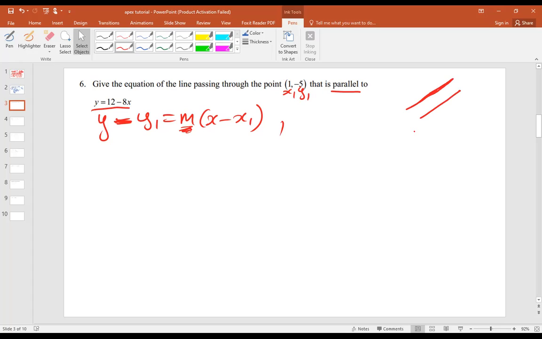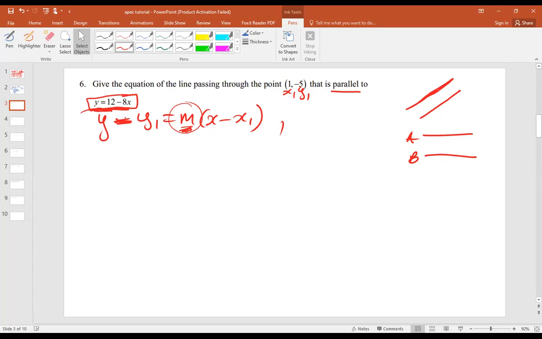So if we have, let's say, line A, which is like this, is parallel to line B, which is also like this, these two lines are said to be parallel only if they have the same gradient. So if they tell us that the line that we're finding here is parallel to this line here, it means that the gradient of this line is the gradient that we're supposed to put here. That's what that means.